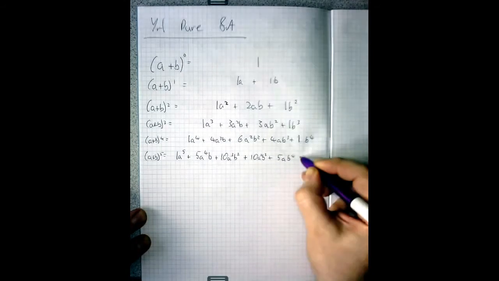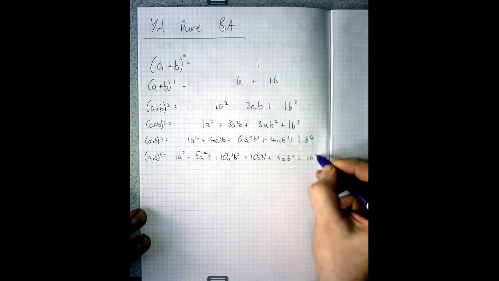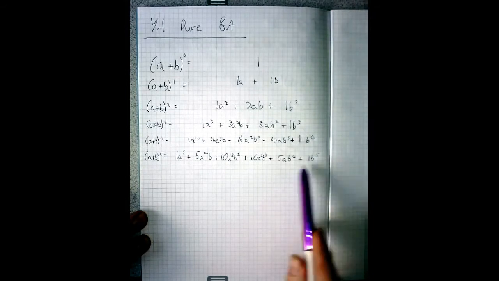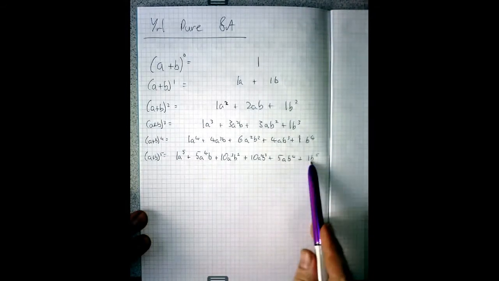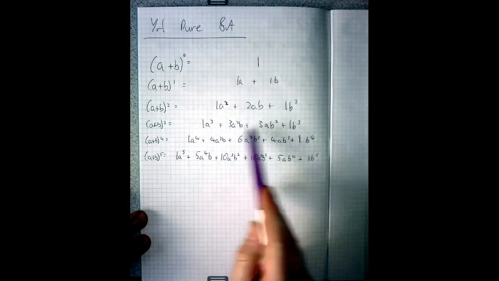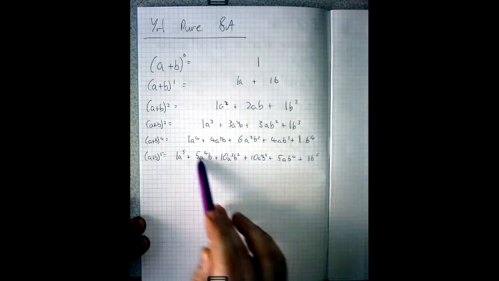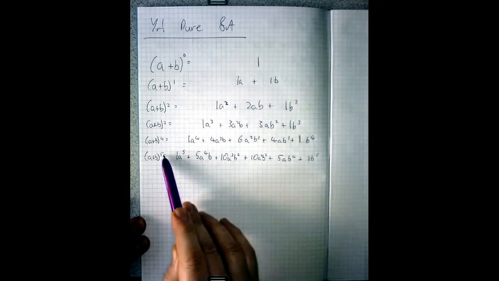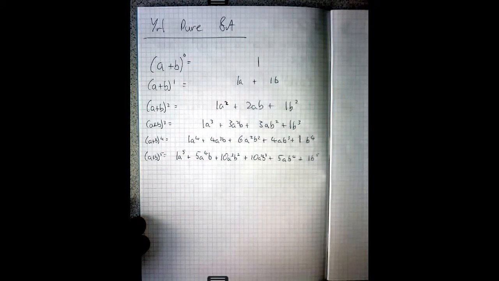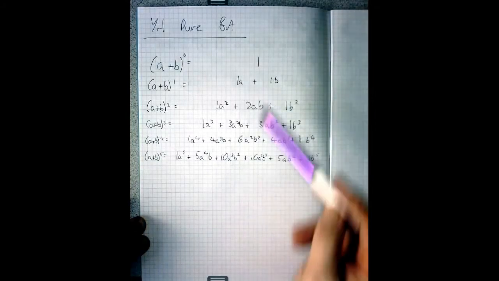A²b³, 5ab⁴. So the coefficients 1, 5, 10, 10, 5, 1, then 1, 4, 6, 4, 1, then 1, 3, 3, 1, they're always symmetrical, and the powers of a and b always add to give the power that I want.